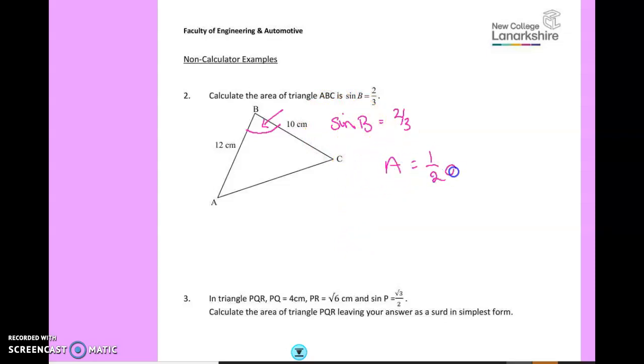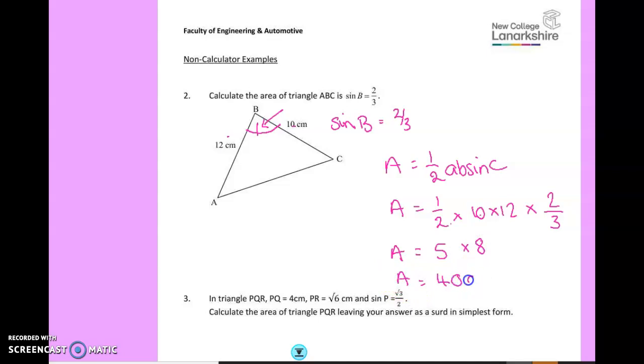So area of a triangle is a half AB sine C. Got my two sides, and it's the included angle I've been given. That's great. That's going to be half times 10 times 12, and watch this bit carefully, it's not sine of 2/3, that whole part is 2/3, so we times that by 2/3. Dealing with the fractions then, a half of 10 is 5, so that's me dealt with those two. 2/3 of 12, 12 divided by 3 is 4, times 2 is 8, so that comes out as 5 times 8, which is 40 centimetres squared.